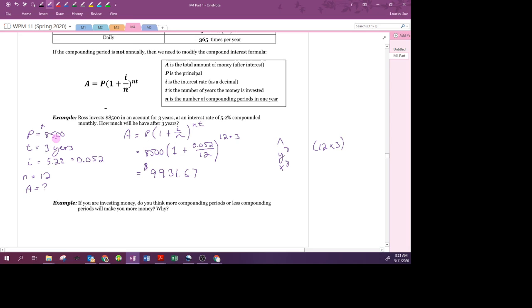Okay, that's one thing. If you make a mistake when you're typing up your calculation, or you're putting it in your calculator, make sure that you're getting an answer that makes sense. Okay. All right, next example.